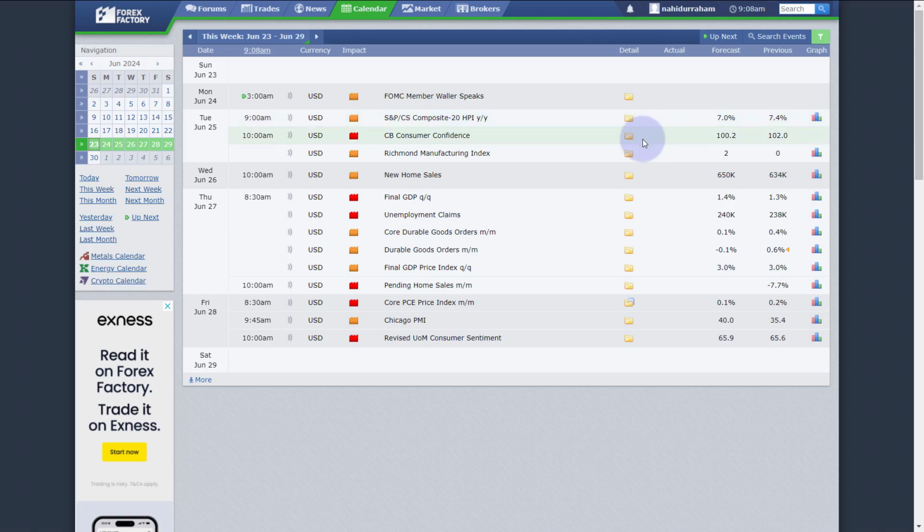Before starting the weekly bias analysis or weekly analysis, you have to start from the calendar. So what is going to happen this week, you have to find that out at first. Here I'm using the Forex Factory, and you can see on Monday, Tuesday, Wednesday, Thursday and Friday, all of these days we have either medium impact news or high impact news. So this week is going to be very beautiful, I believe.